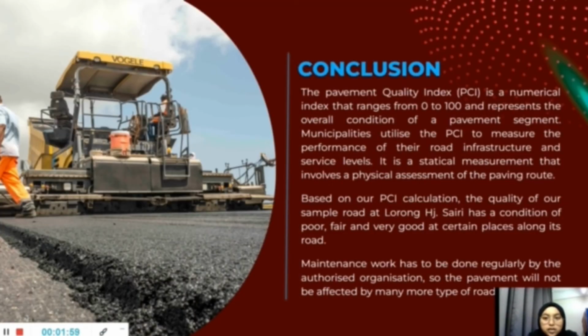Lastly, the conclusion. The PCI, the Pavement Condition Index, is a numerical index that ranges from 0 to 100 that represents the overall condition of the pavement. The PCI is used to measure the performance of the road infrastructure and the service level. Based on our calculation, the quality of our sample road at Lorong Haji Sairi has a condition of poor, fair and very good at certain places along the road.